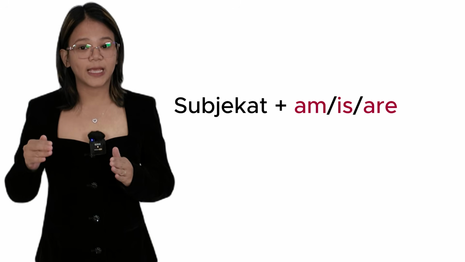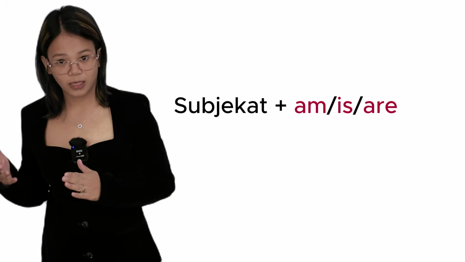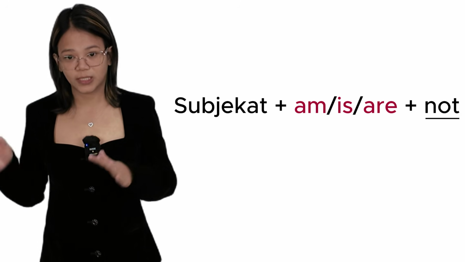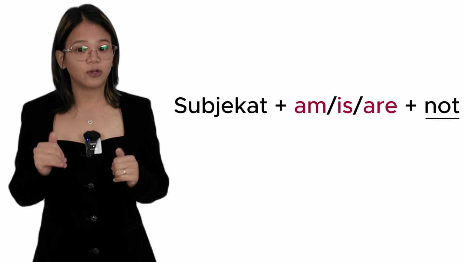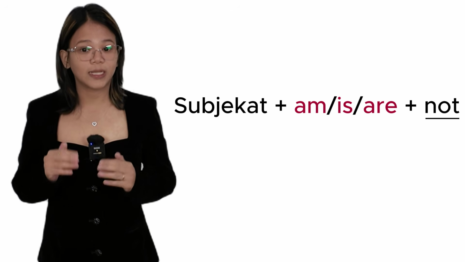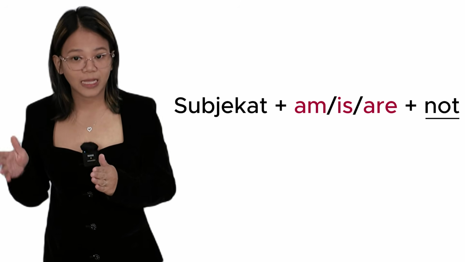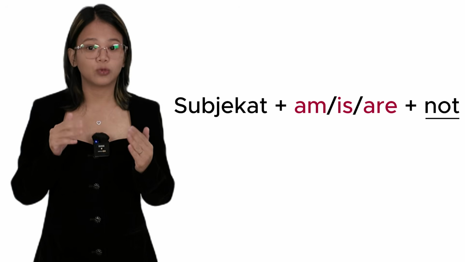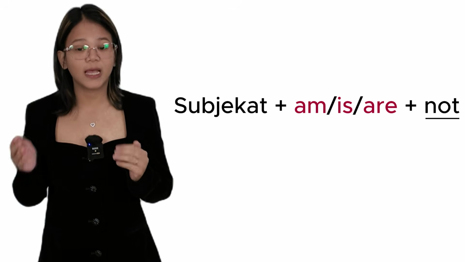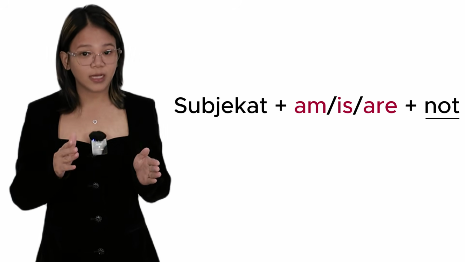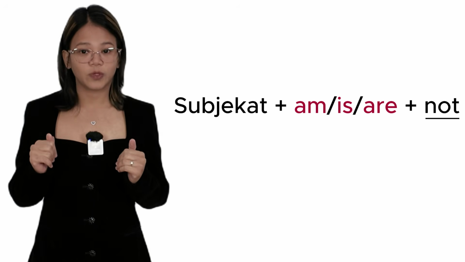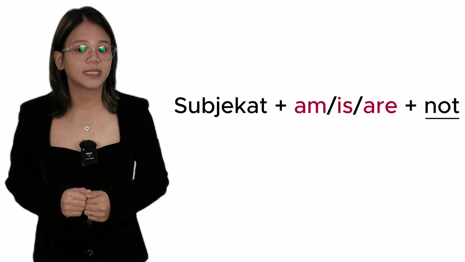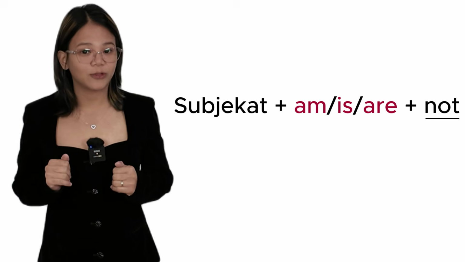Zapamtite ovu formulu. Subjekat plus am, is ili are plus not plus ostatak rečenice. To je sve. Za odričnu rečenicu sa glagolom to be samo dodajte not posle glagola. Razlika od srpskog, u srpskom ne je ispred, na engleskom not je iza. I am not here. Obrnuto. Ali kad se naviknete na ovo, postaće automatski.